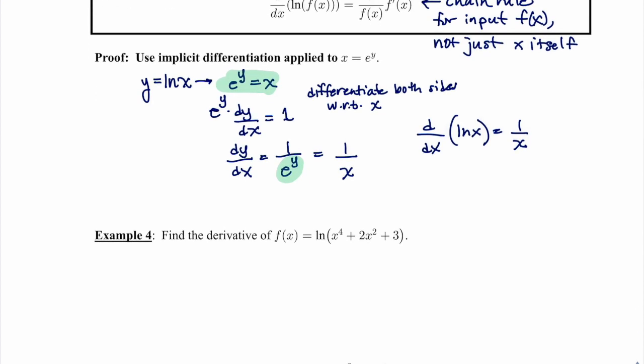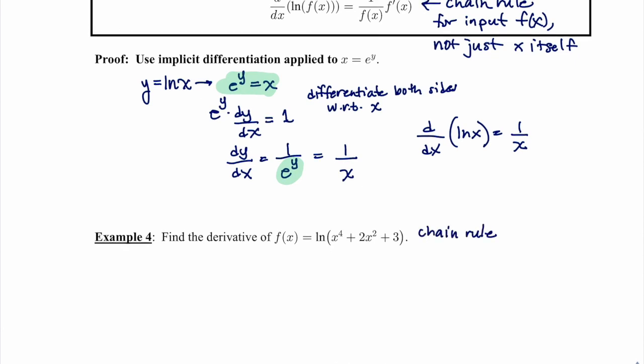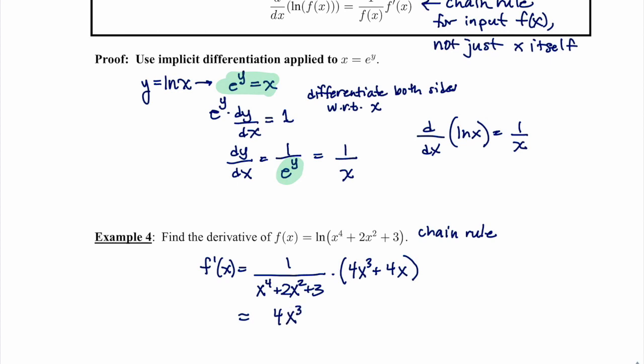So in example 4, I want to find the derivative of natural log of a function. And so we say, okay, we need the chain rule, which would tell us the derivative is 1 over whatever's inside, whatever this input is, so x to the fourth plus 2x squared plus 3, times the derivative of the input to the natural log, so times 4x cubed plus 4x plus 0. And if you want to, you can write that as a single fraction, 4x cubed plus 4x in the numerator, and then x to the fourth plus 2x squared plus 3 in the denominator. Right? So anytime you have the natural log of a function like this, when you simplify your derivative, you should have the derivative of the input as the numerator and the input itself as the denominator.